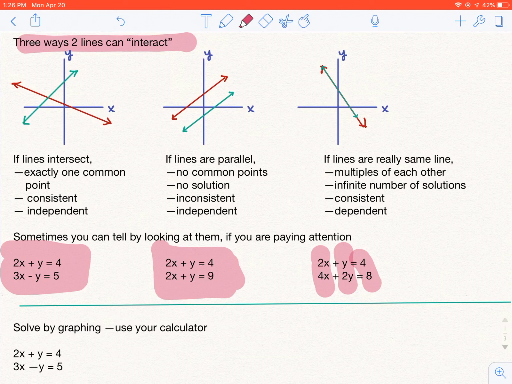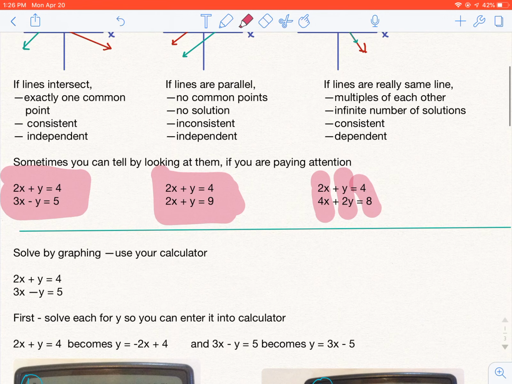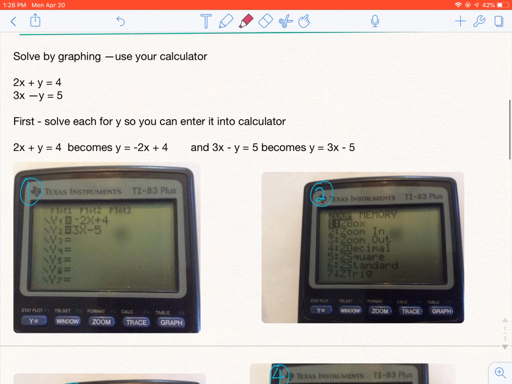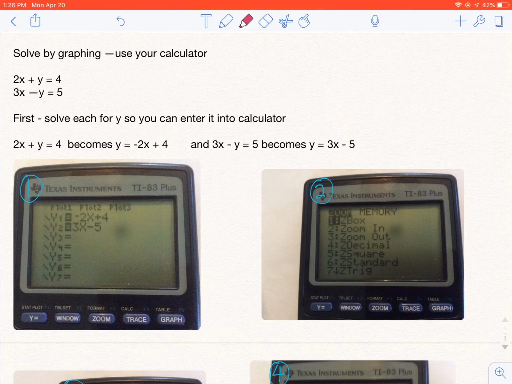So the second equation is a double of the first equation, so really those are the same two lines. And if you were to graph them, you'd end up with that. Okay, so I'm going to show you how to solve by graphing using our calculator because it's pretty simple.